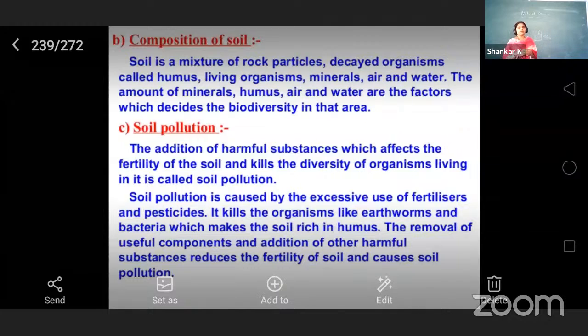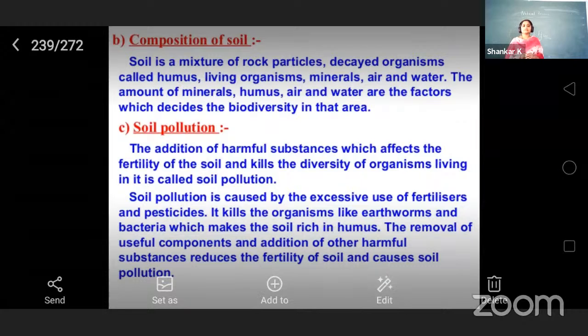The addition of harmful substances which suppress the fertility of the soil and kill the diversity of organisms living in it is called soil pollution. For example, man-made fertilizers and compost which we use for the soil. If you put in more compost and more fertilizer, that will affect the soil.